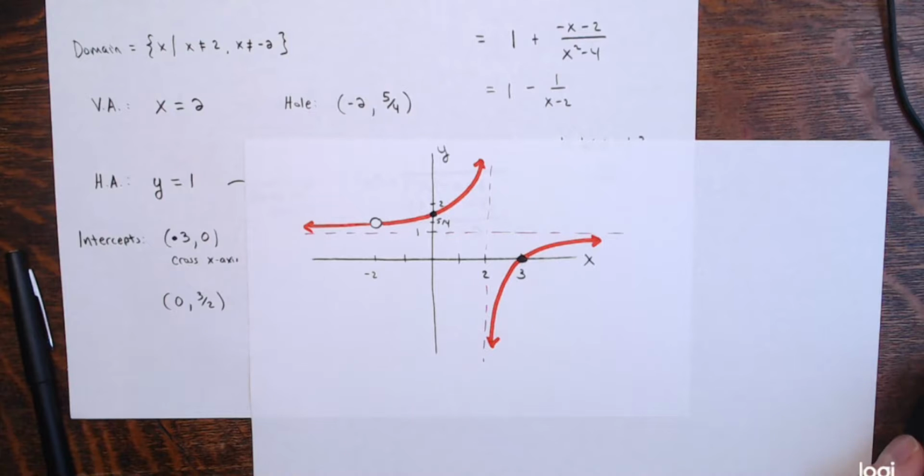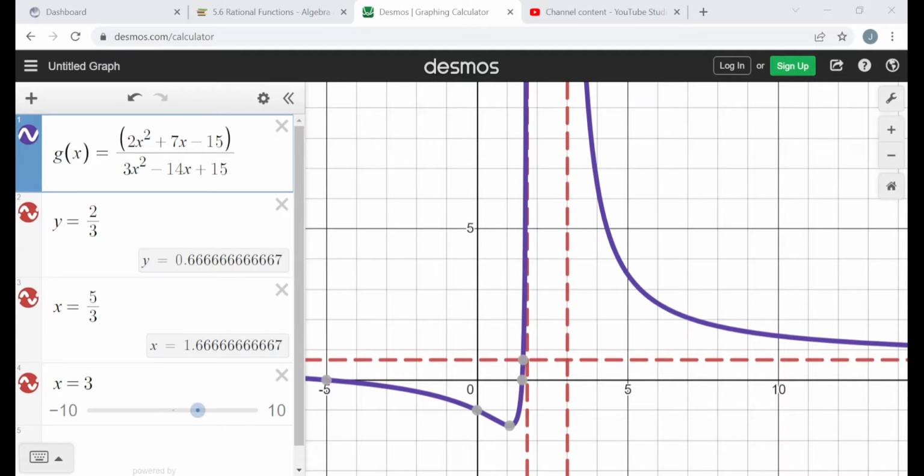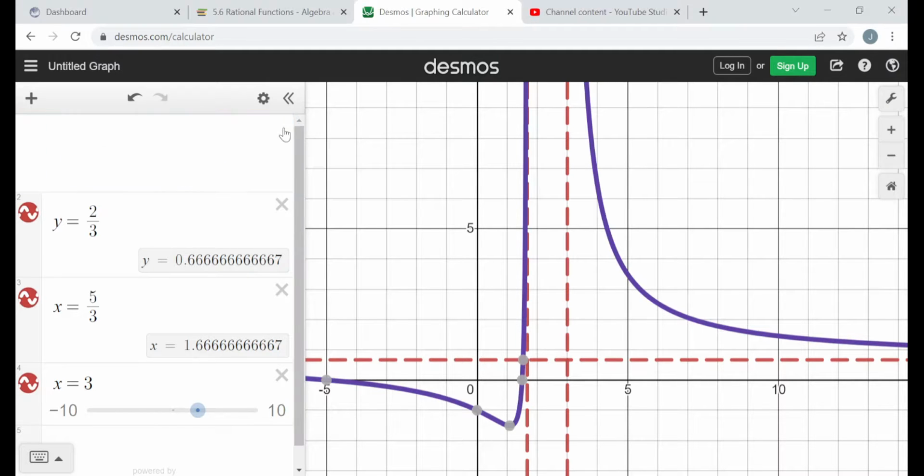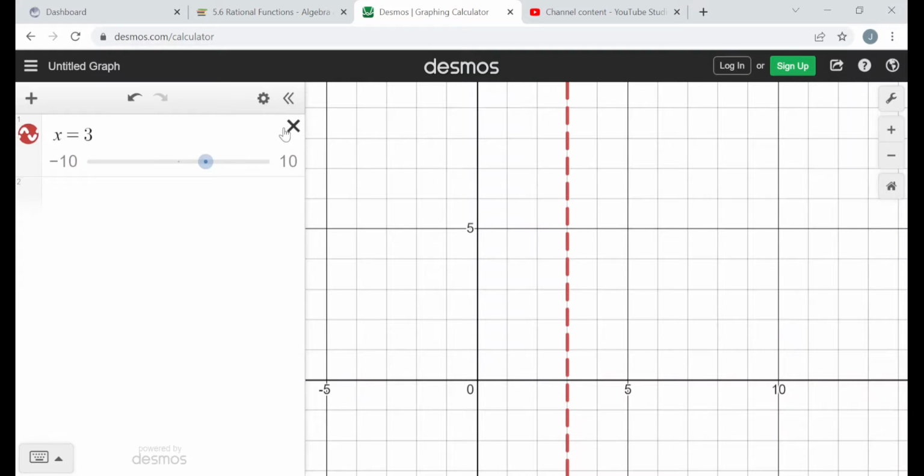Let's see. Again, I like to verify my answers, make sure things look good. And I just got a couple more examples after this, so hopefully you're bearing with me here.